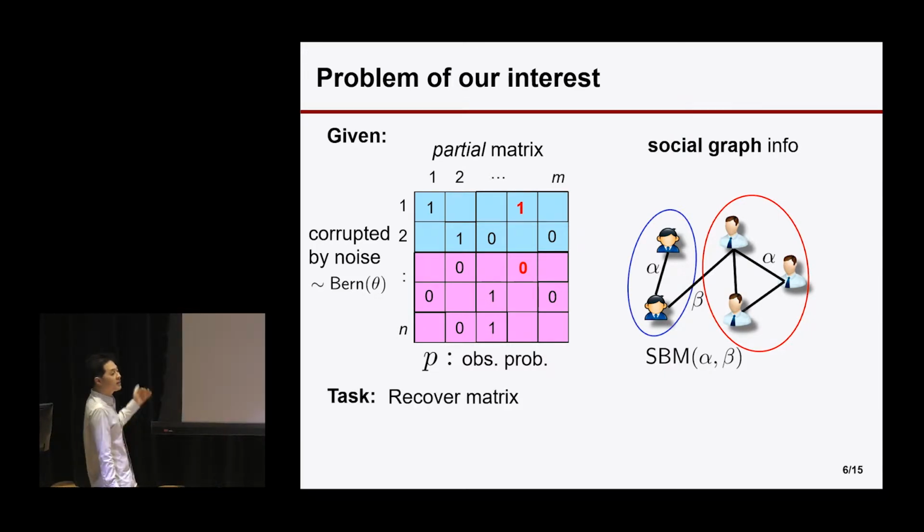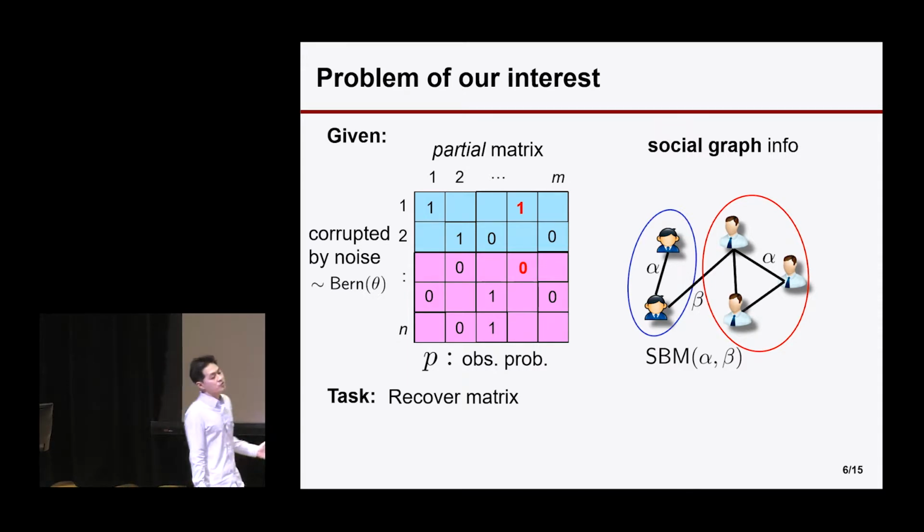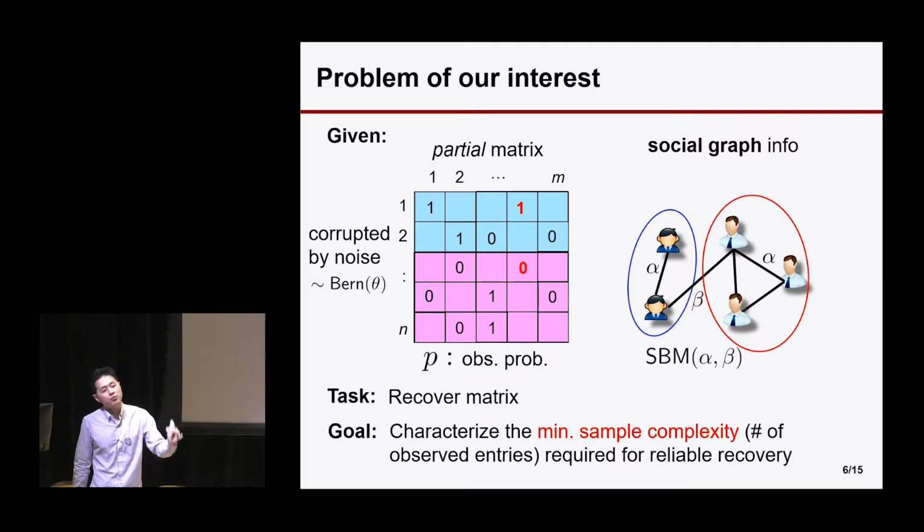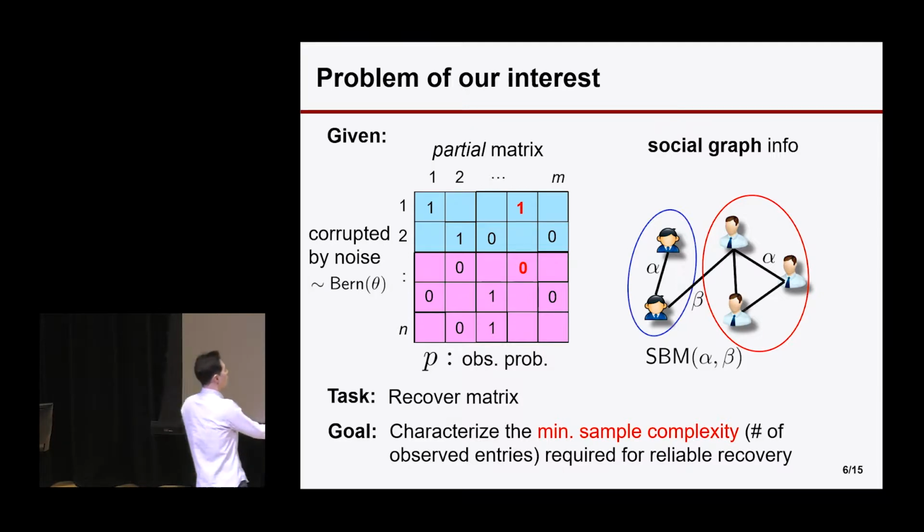So specifically in this work, the goal is to characterize the minimum number of observed entries required for reliable matrix completion, meaning that we are focusing on characterizing the minimal sample complexity. So in this work, we could characterize this.